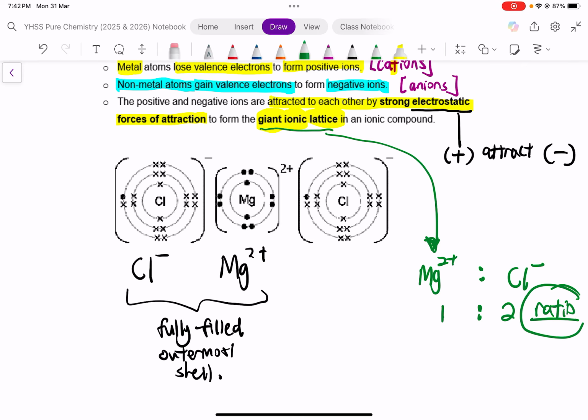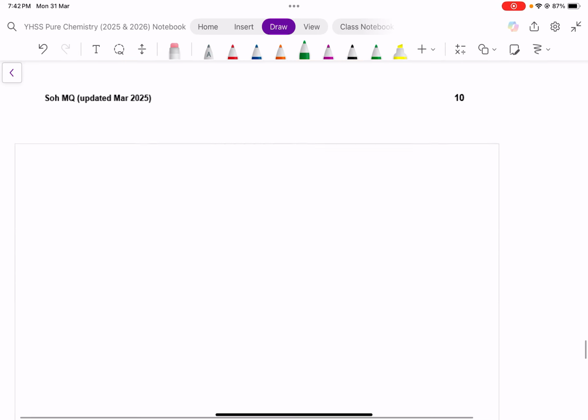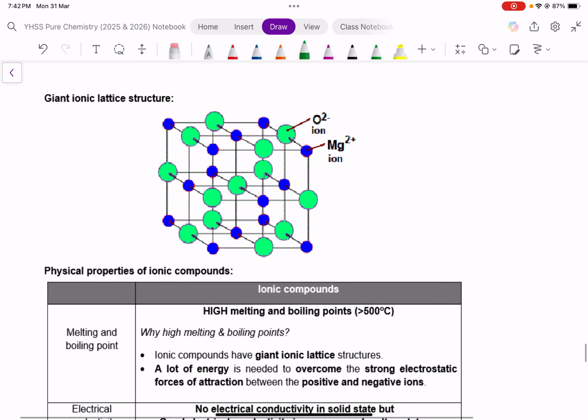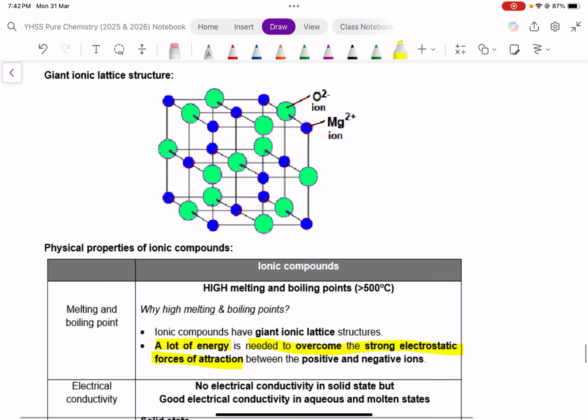Now let's delve deeper into the ionic lattice. So some properties of the giant ionic lattice structure. Number 1, they will have high melting and boiling points. As you have learned in Sec 3, the high melting and boiling points for the giant ionic lattices is due to the large amount of energy needed to overcome the strong electrostatic forces of attraction between the positive and negative ions. We will return to this in a very short while again.